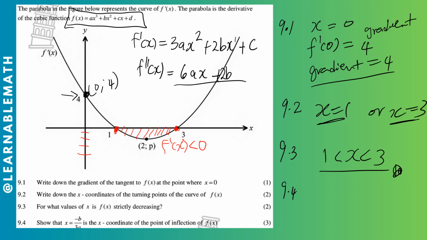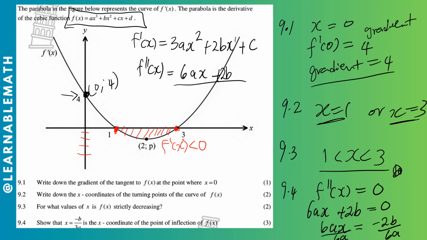All right, so we do know that at the point of inflection, the second derivative must be equal to 0. So I'm just going to take this second derivative, which is 6ax plus 2b, and equate it to 0. Then I solve for x. Okay, so it will be 6ax is equal to what? Equal to minus 2b. Then I divide both sides by what? By 6a. Therefore finally x will be minus 2 over 6, which is minus 1 over 3, b over a.